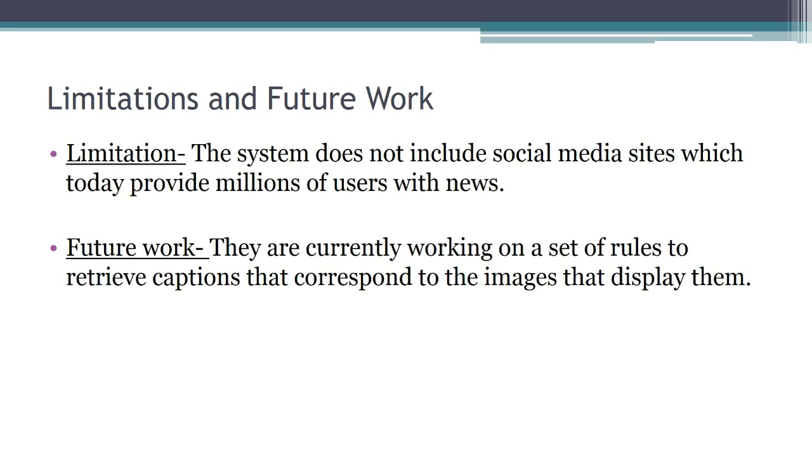So a limitation is, of course, that they don't include social media sites, which today are a very important news source. And future work, they're currently working on getting the captions of the images they take, so they want to use the captions as well.